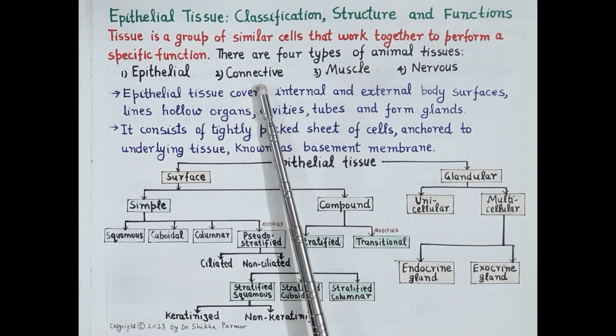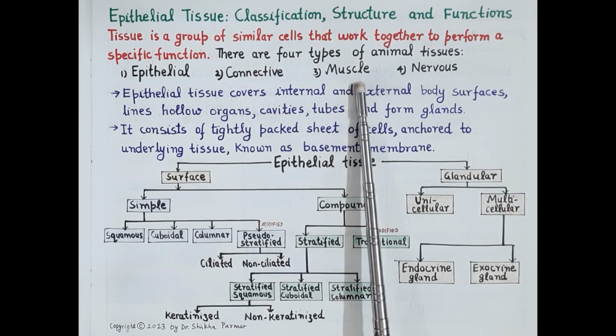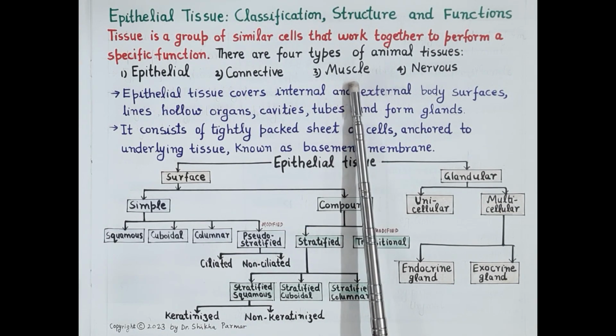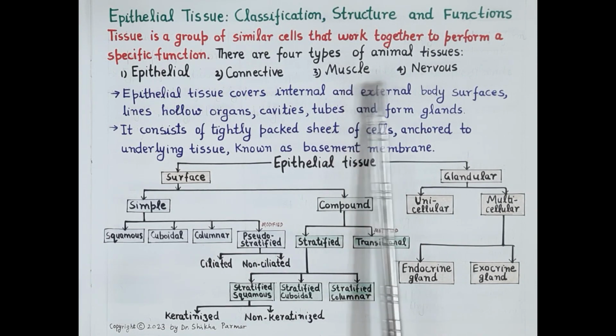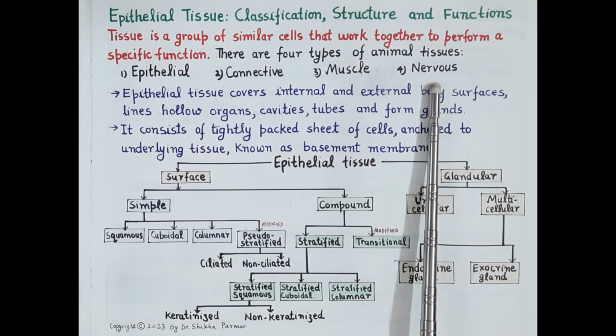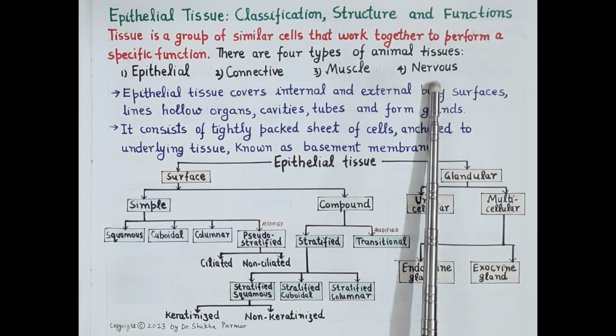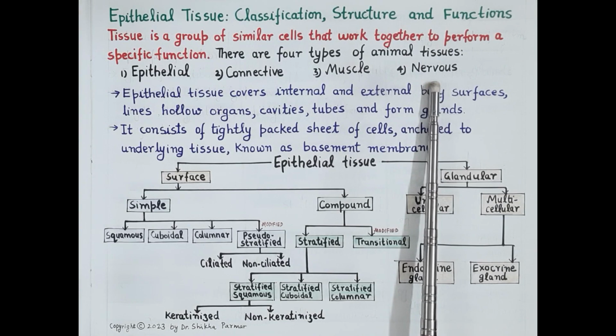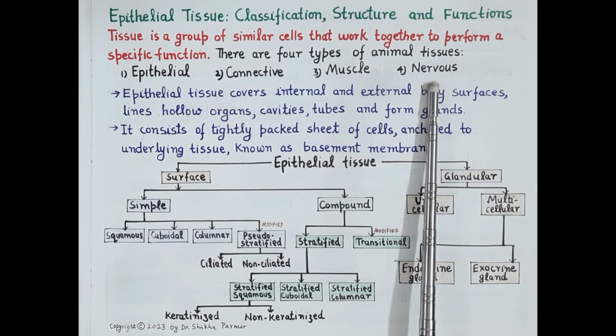Then connective tissue, it connects. For example, ligament. Ligament is a connective tissue. It connects one bone to another bone. Then muscle tissue. For example, skeletal muscles. They are very necessary for the movement of the body. Then nervous tissue or the nerve tissue. It is essential for the control and coordination of each organ of the body, organ system and thus the entire body. So in this video, we are going to study epithelial tissue.